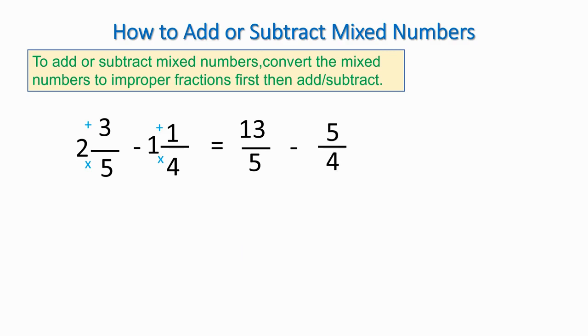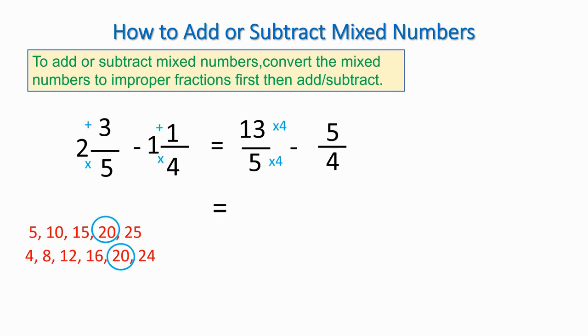As a rule, you cannot subtract different denominators, so we need to make them the same. So find the multiples of 5 and 4. Find the least common multiple. In this case, we have 20. So that means we need to make both denominators 20. So you multiply 5 by 4 and the top by 4 as well. So that means you have 13 times 4 will give you 52 and 5 times 4 will give you 20. So for 5/4, you multiply the bottom and the top by 5, which will give you 25 and 20.